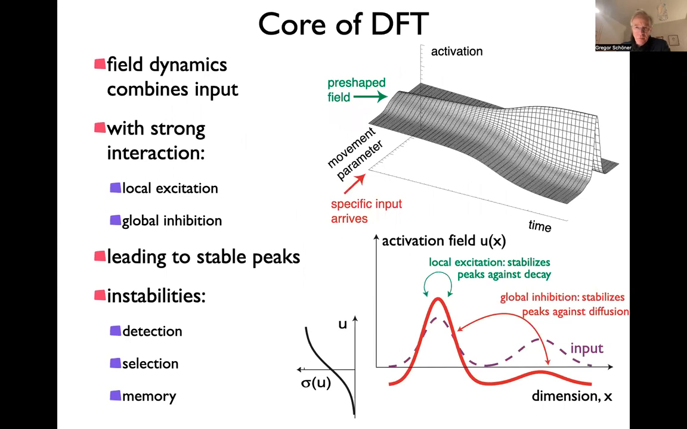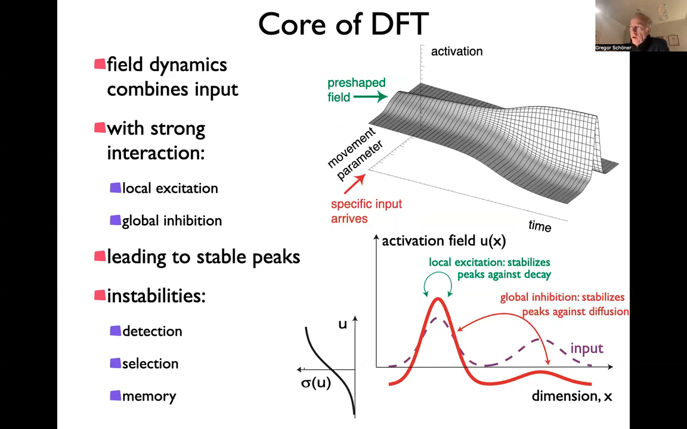So the first part of the course really introduces the core elements of dynamical field theory, understanding that the field dynamics combine input, for instance, here's some localized input, into a field with strong interactions, so local excitatory and global inhibitory interaction that leads to the emergence of stable peaks that are units of representation. And they enable selection. For instance, here, if you have two local inputs, you can select one of those two. They enable detection, the creation of peaks, and a form of working memory in which peaks may persist once the input has been removed.